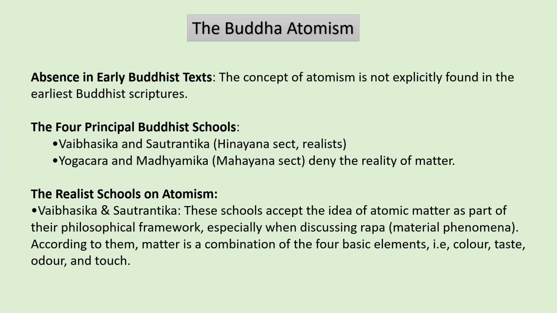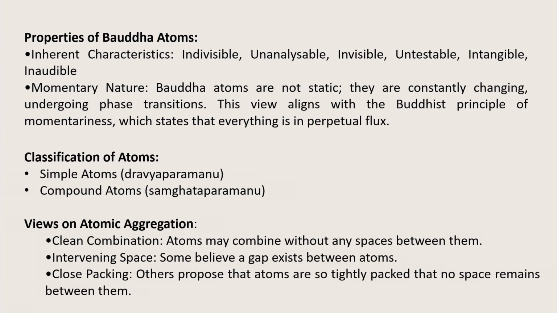The realist school on atomism, Vaibhashika and Sautrantik: this school accepts the idea of atomism as part of their philosophical framework, especially when discussing rough material phenomena. According to them, matter is a combination of the four basic elements: color, taste, odor and touch.